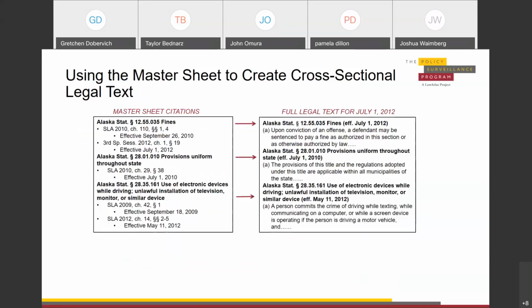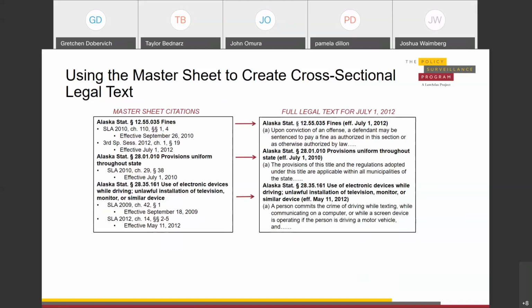So let's talk about the basic version of this, the cross-sectional project. This example demonstrates how we use the master sheet to create the legal text for a cross-sectional project, to show the law as it exists at a single point of time. This example is taken from a project on distracted driving laws, and here we can see a brief sampling of the Alaska master sheet for that project.